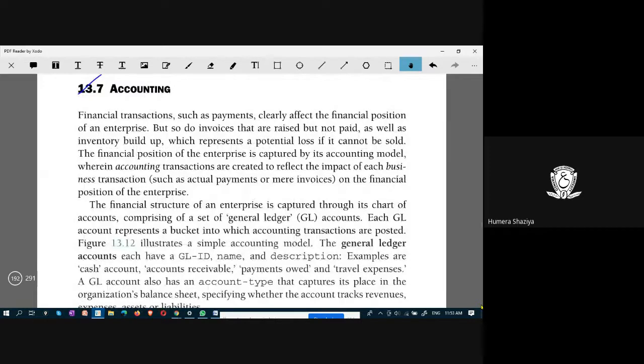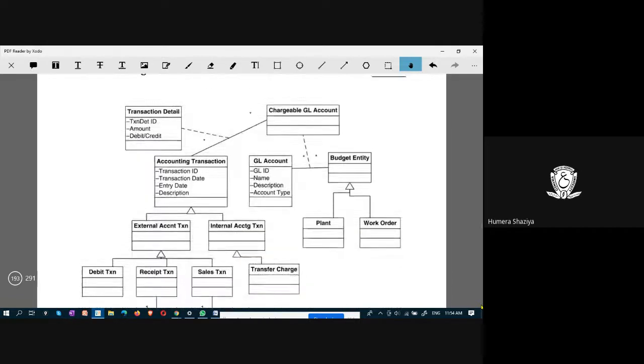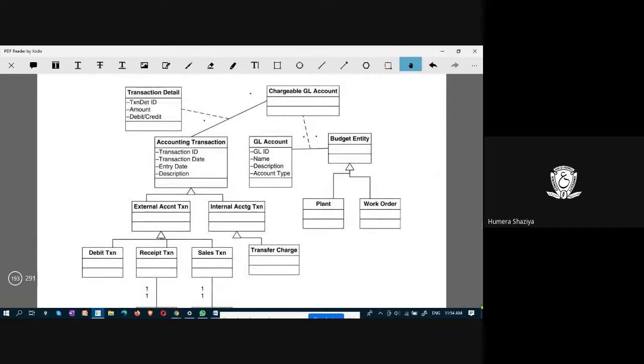Accounting. Financial transactions such as payments affect the financial position of an enterprise. And essentially, this financial position of the enterprise is captured by its accounting model, wherein accounting transactions are created to reflect the impact of each business transaction. Here, the figure shows the accounting.